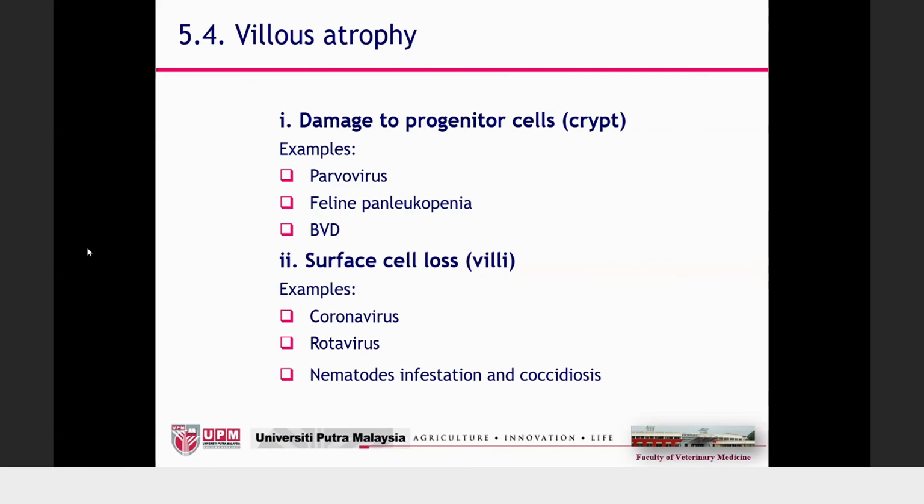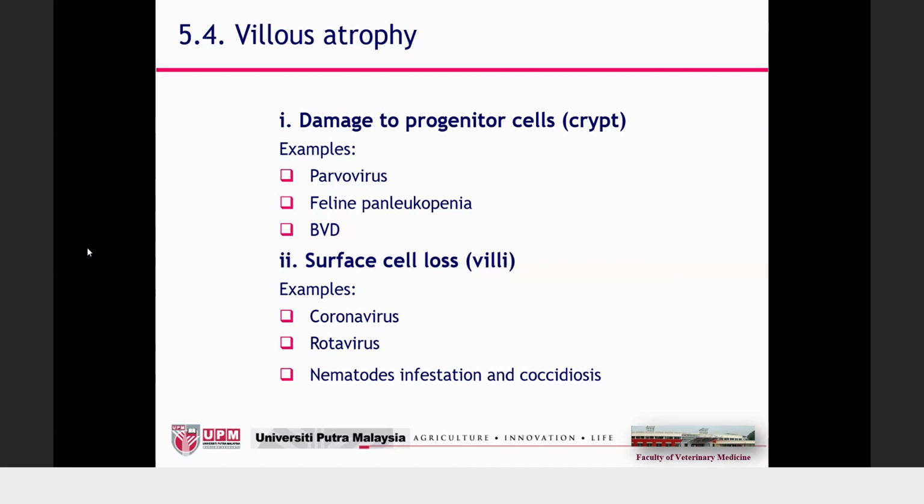So villus atrophy can be caused by two main factors. One, when there's damage to the crypts. When there is damage to the crypt, of course, there will be a reduction of mature cells, because in the crypt are immature cells. When there is damage there, the production of mature cells will be reduced. Villus atrophy can also be a result of the loss of cells in the villi, meaning that the infection causes damage only to the villi.